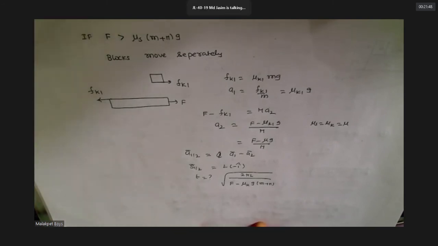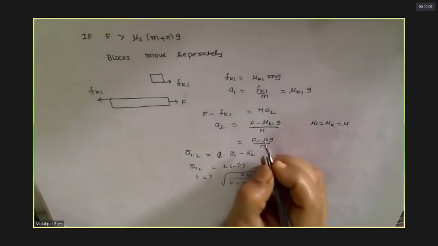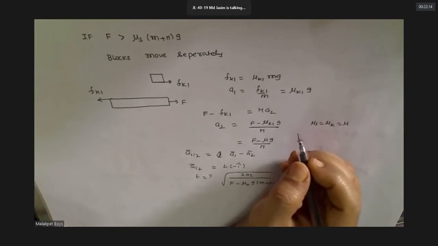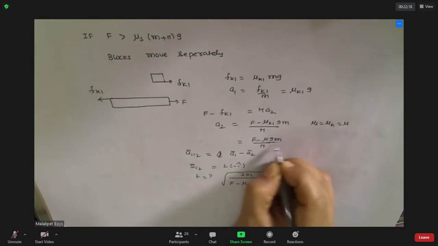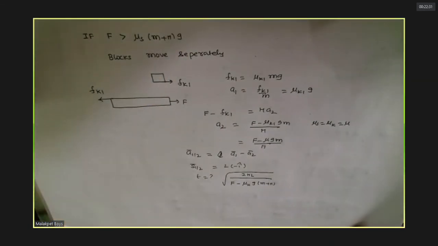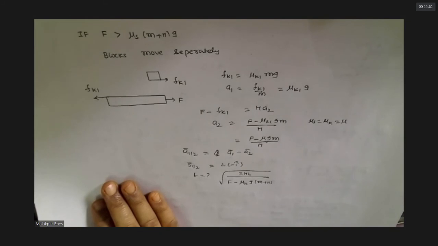Shall I turn this? A2 is equal to F minus mu K1 Mg also there, no sir? Mu K1 into Mg, no sir? This Mg you are getting? Sir, in this A2, Mg also there, no sir? Minus mu K1 Mg. Like that, no sir? Yes, sir. Follow this? Shall I turn this? Comfortable?